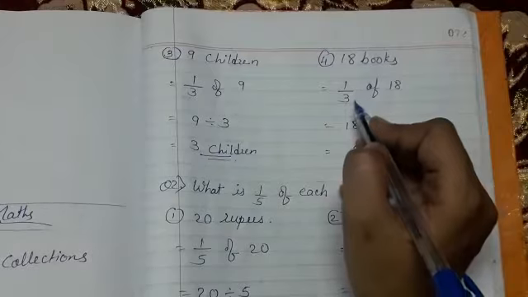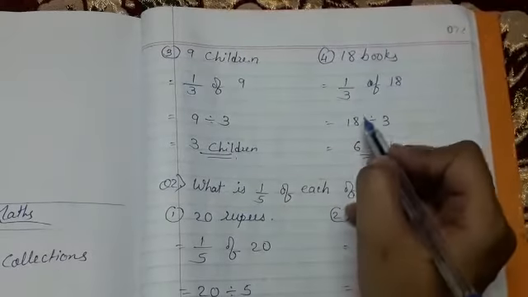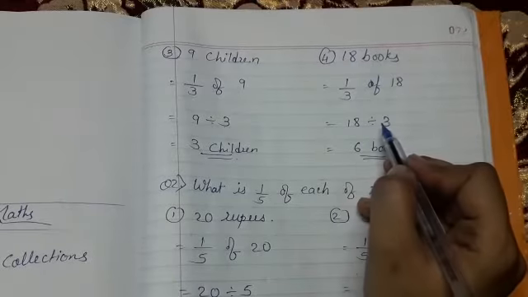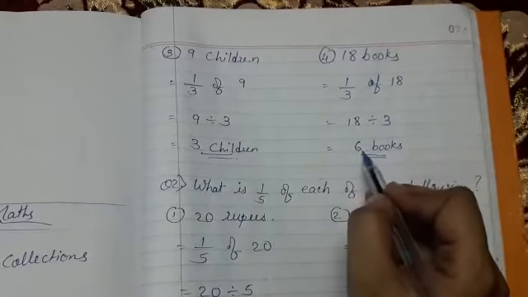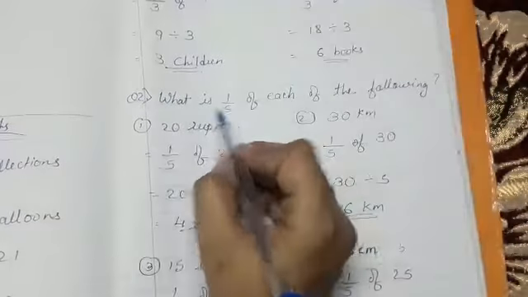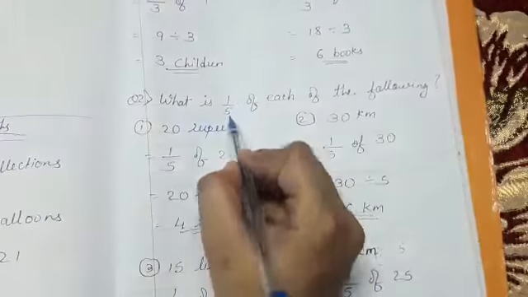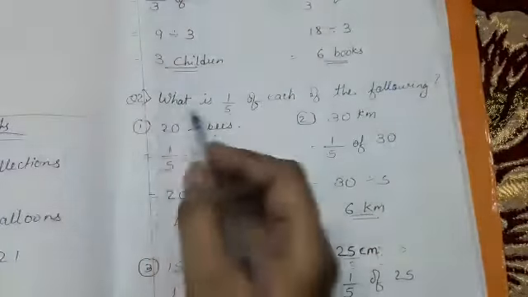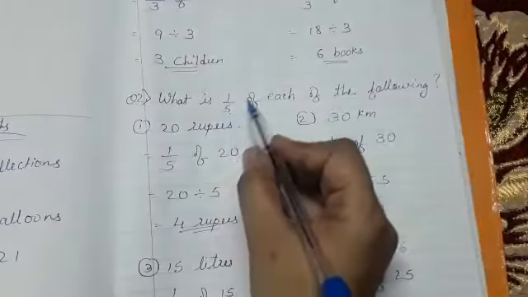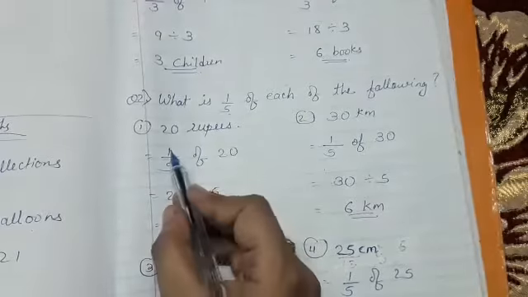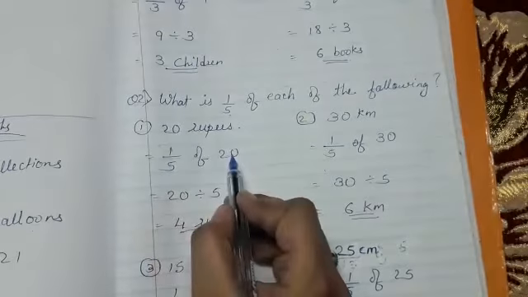1 upon 3 of 18. So 18 divided by 3. Now in the 3 table 18 comes. How much? 3 6s are 18. So 6 books. Now see question number 2. This is also the same, only this one is different. So see here, what is 1/5 of each of the following? That means in case of 1/3, which we have done in question number 1, here it is 1/5. Okay, so same thing you will write 20 rupees, 1/5 of 20.